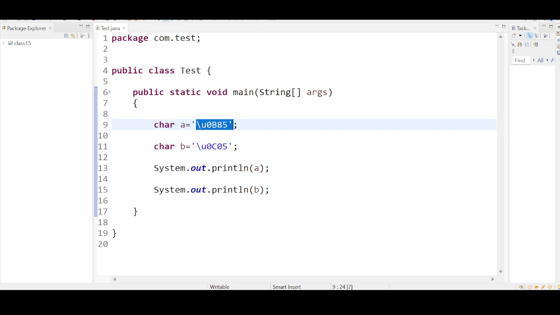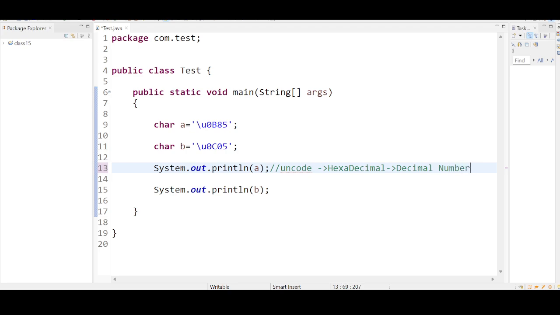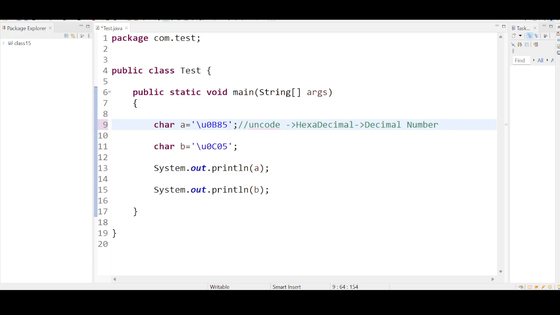When I'm storing a Unicode directly, at the time of storing, the Unicode has to get converted to a hexadecimal number, and then it will be converted to the equivalent decimal number. Then the equivalent decimal number will be converted to a binary number. This binary number will be stored in the memory.